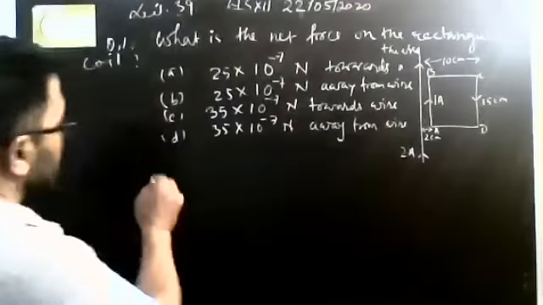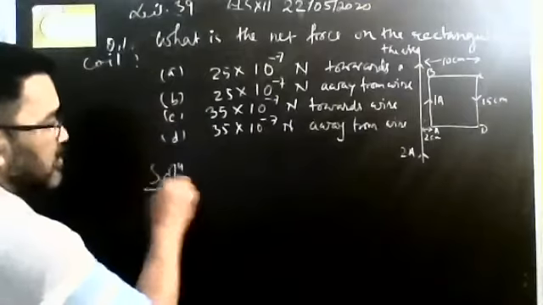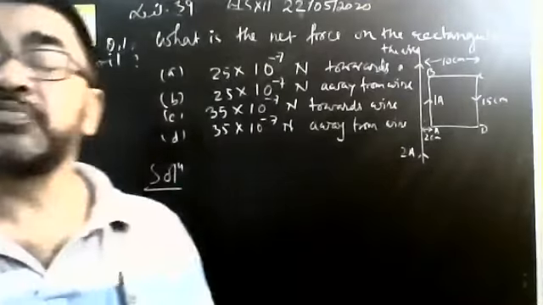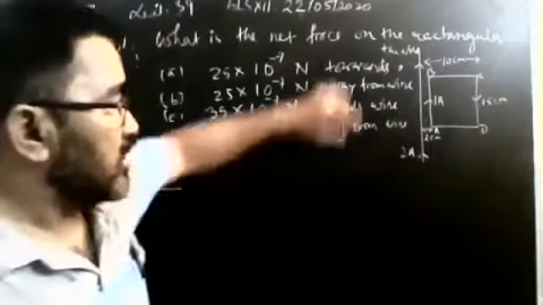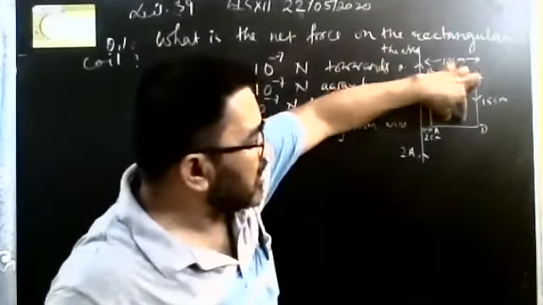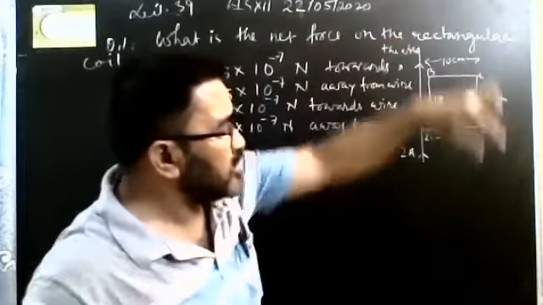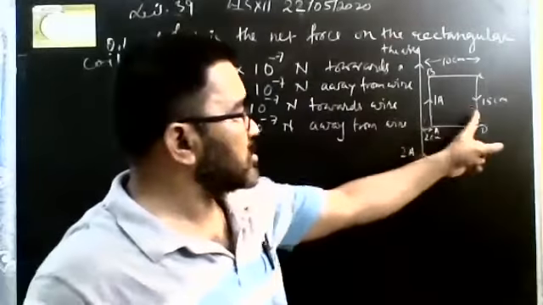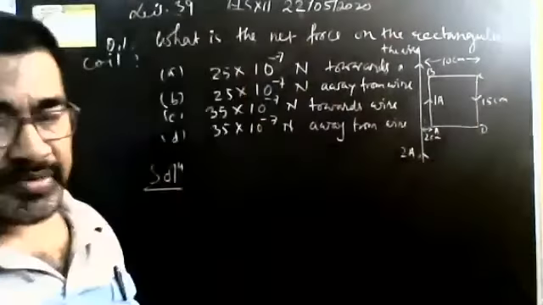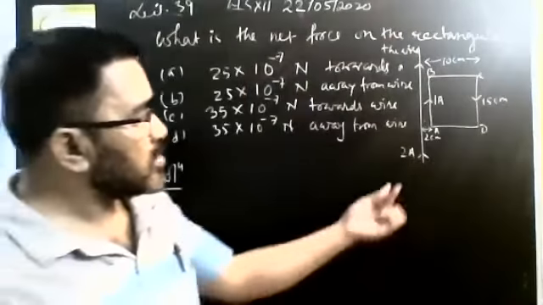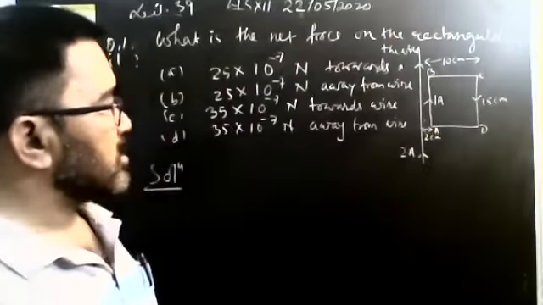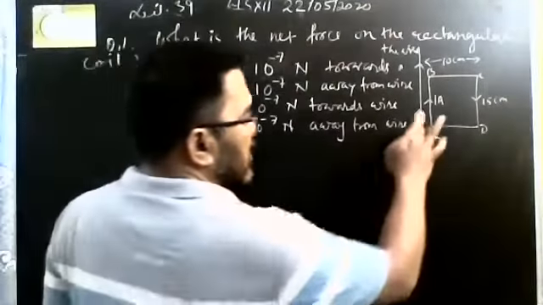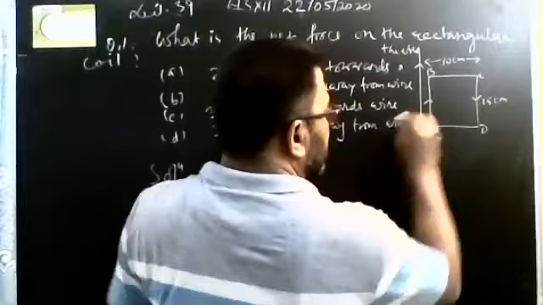you have to take the help of the force between two parallel conductors, right? You see, in the upper and lower conductors, there is no current. Only in this conductor and this conductor is current flowing, right? So you have to consider the 1 ampere current.